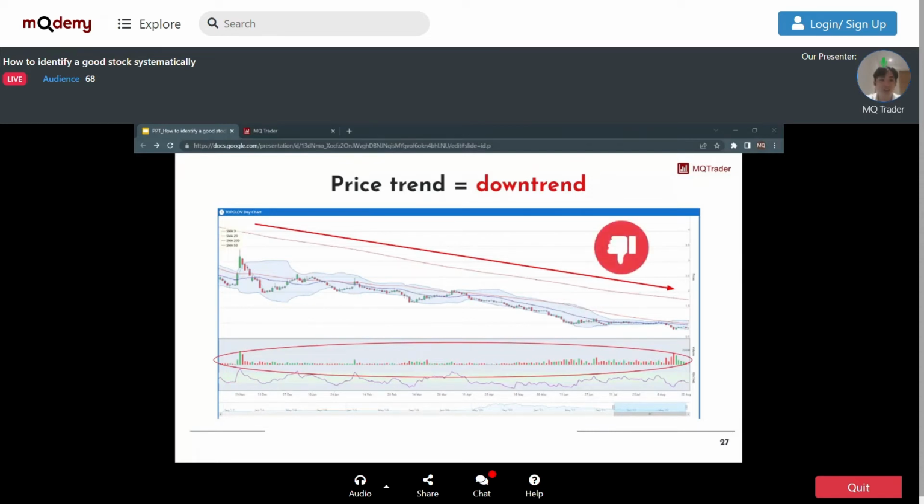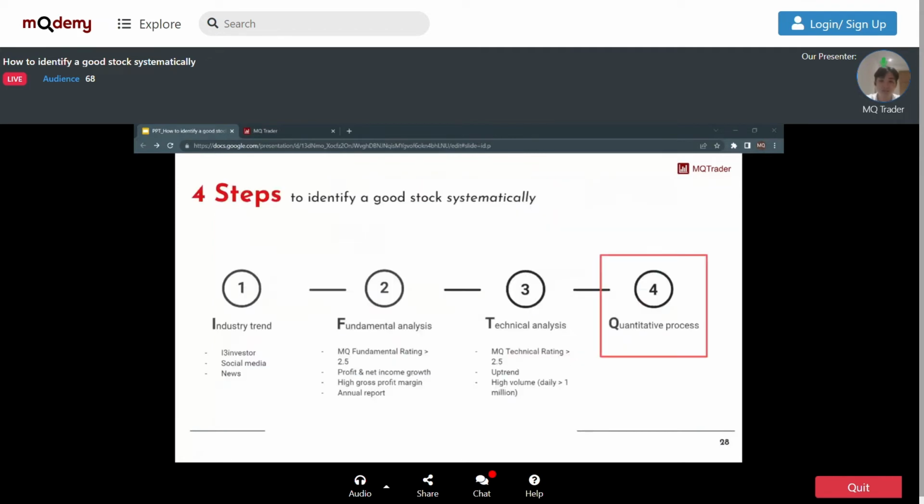RSI is one of the trading strategies. Later, we will explain a bit on it. Now is the last and most important part, the quantitative process. This part is important because it will really increase your chance to profit when you're finding the buy and sell timing for your stocks.